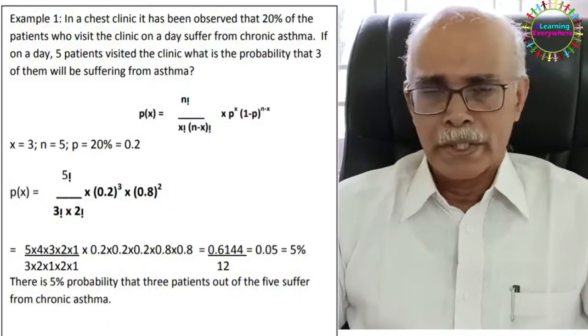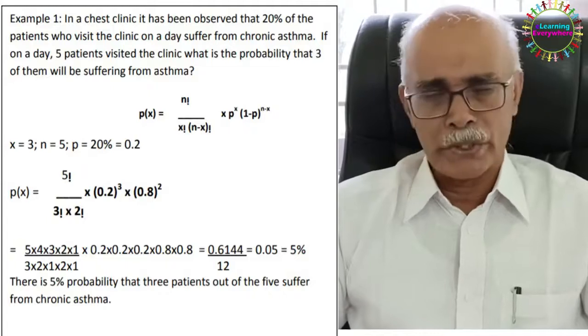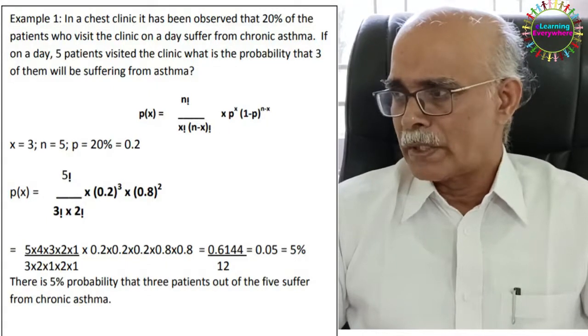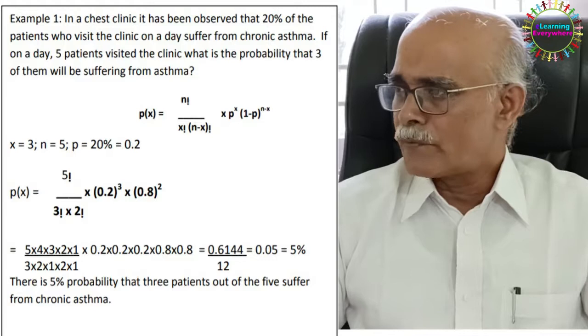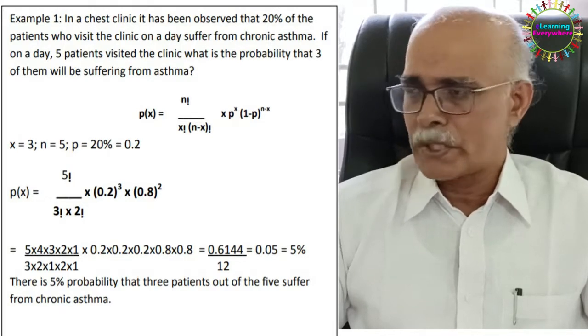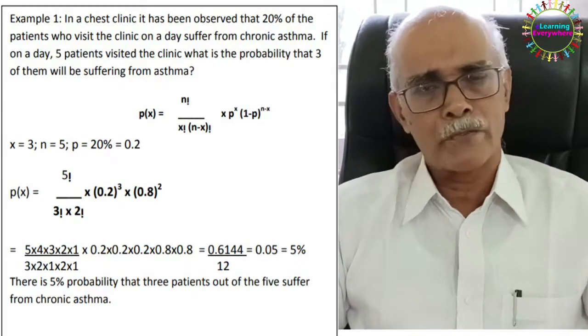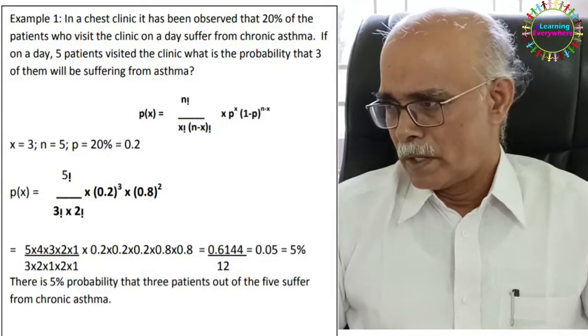And let us see one example. A problem is given to you. In a chest clinic, it has been observed that 20% of the patients who visit the clinic on a day suffer from chronic asthma. If on a day 5 patients visited the clinic, what is the probability that 3 of them will be suffering from asthma?